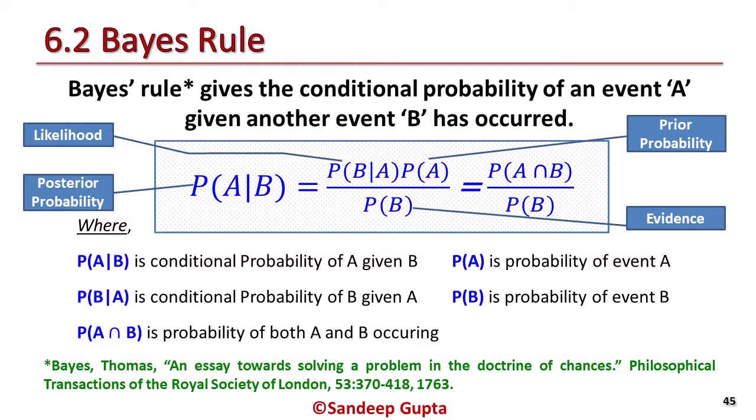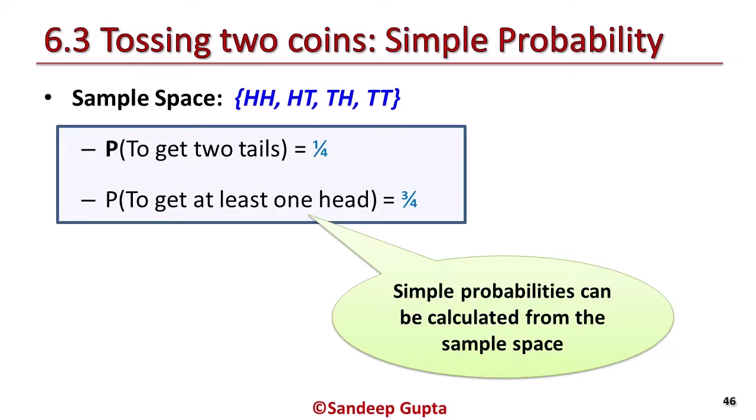Now let's see how we determined the probabilities for the tossing two coins example. Simple probability is the ratio of the number of outcomes favorable for the event to the total number of possible outcomes. In the tossing two coin example, let's determine the simple probabilities by looking at the sample space. The probability to get two tails is 1 by 4. And, the probability to get at least one head is 3 by 4.